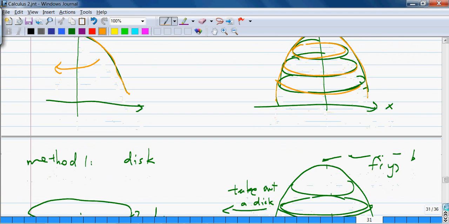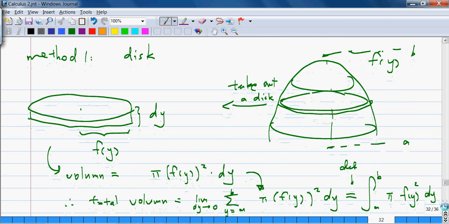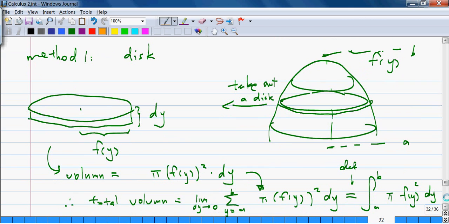So there are basically two ways of doing it. The first way is called the disk method or the washer. I will call it disk. So the way to think about this, because you want to find the volume of this mountain thingy, is you want to cut it into small disks. If you cut it along this line, then you basically get a small disk like this. And if you cut along another line, you will get another small disk. The disk should not be flat, it should have some kind of height, and we call that height dy.